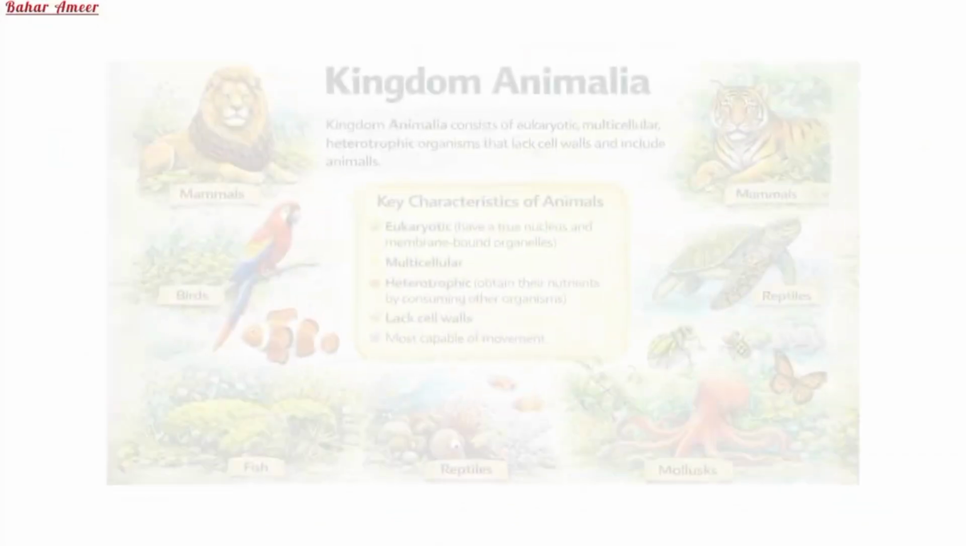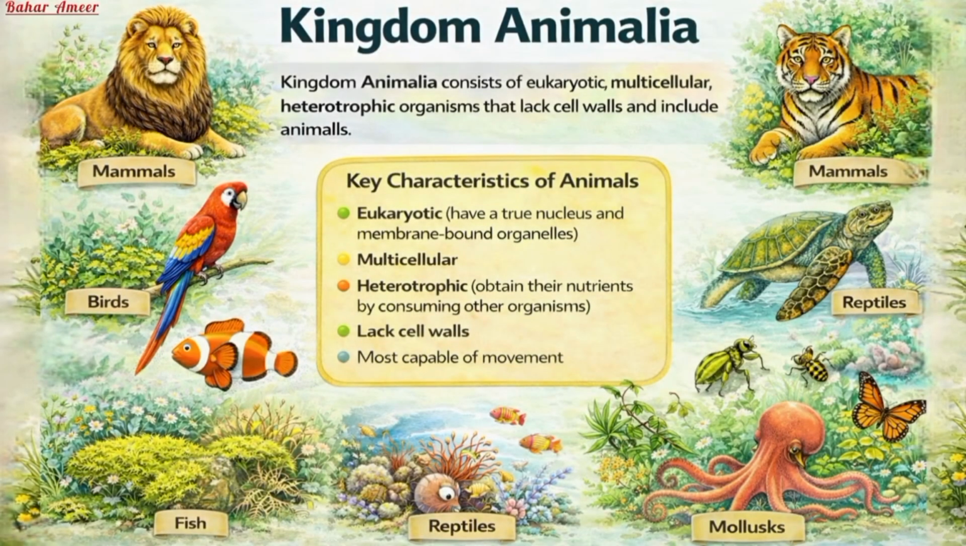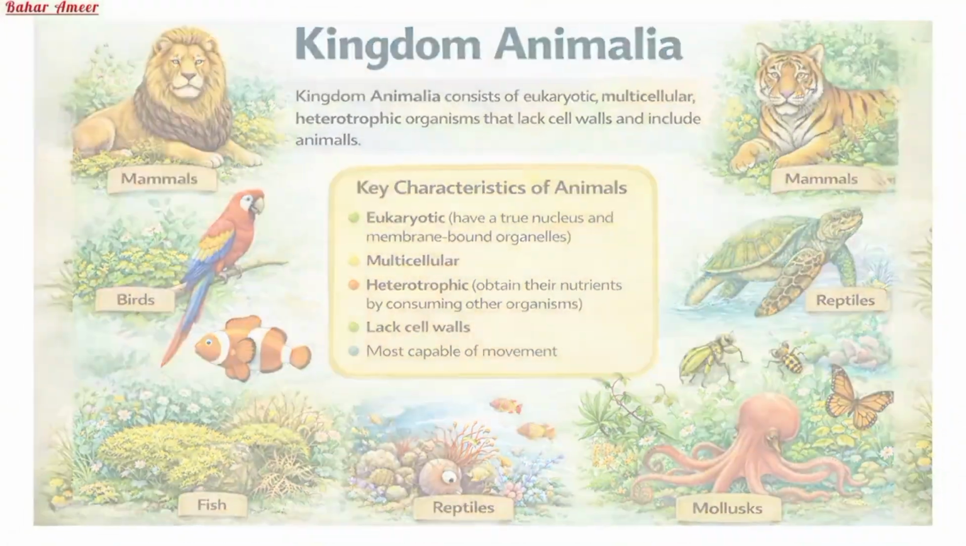Our last kingdom is Animalia. Kingdom Animalia includes eukaryotic, multicellular, heterotrophic organisms that lack a cell wall. These organisms are animals and they obtain their food by consuming other organisms. Animals reproduce sexually, with some undergoing complex life cycles. Examples are mammals, birds, fish, reptiles, mollusks. Additionally, animals are diverse and play vital roles in the ecosystem as consumers.